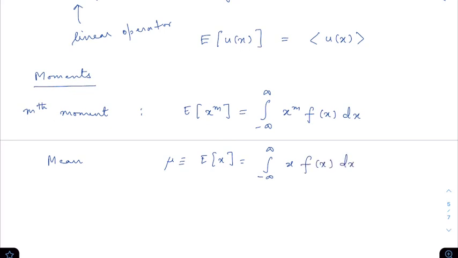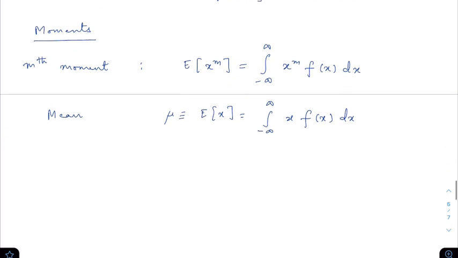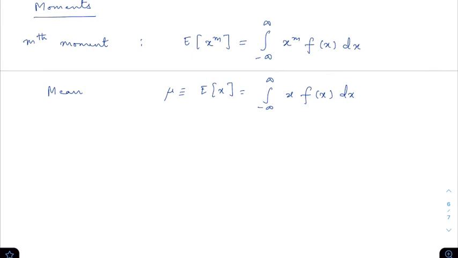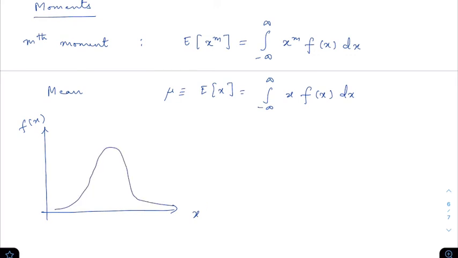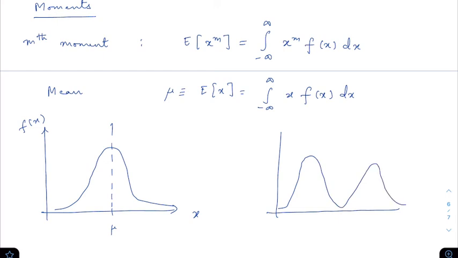A mean is a measure of location. So usually it can give a good idea of where the most probable region is. If you have a distribution like this, then the most probable region is the region around the mean. But this is not always true. For example, if we have a distribution of this kind of a shape, the mean is in fact not a good indication of the most probable region.